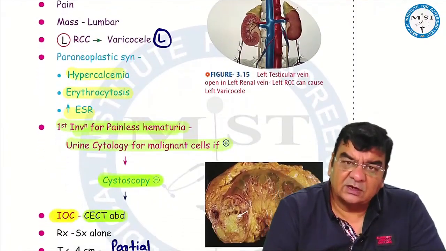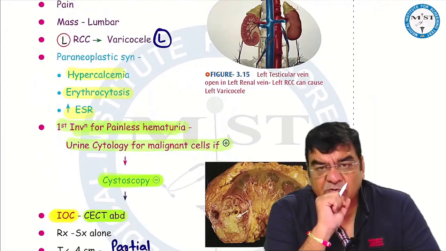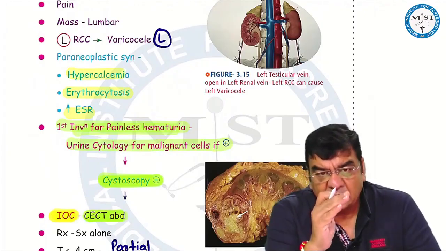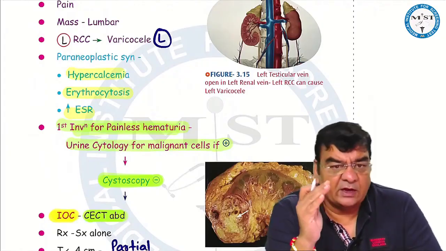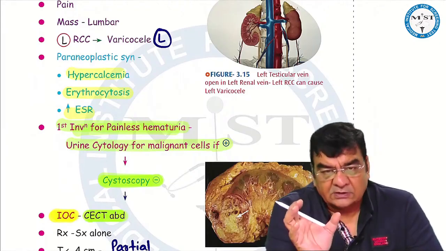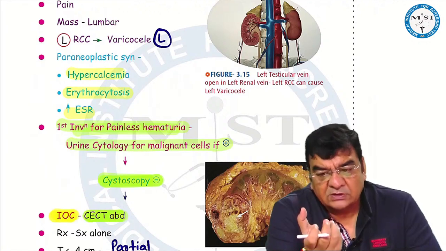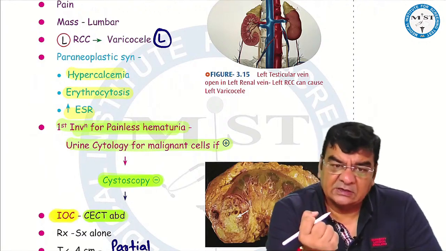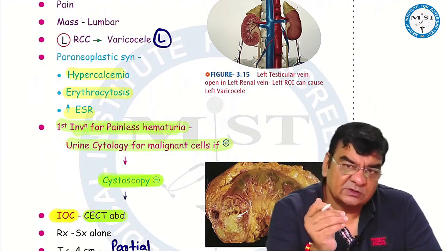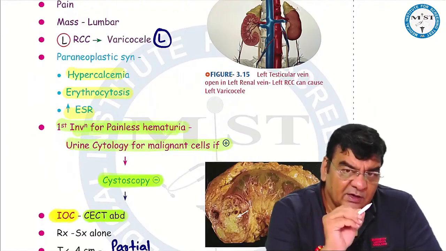Kidney cancers can produce substances which can lead to paraneoplastic syndromes, like hypercalcemia, erythrocytosis, and raised ESR. Whether it's kidney or bladder cancer, if painless hematuria is there, first we have to do a urine cytology to rule out malignant cells. If malignant cells are positive in urine, it can be a bladder cancer, it can be kidney cancer.